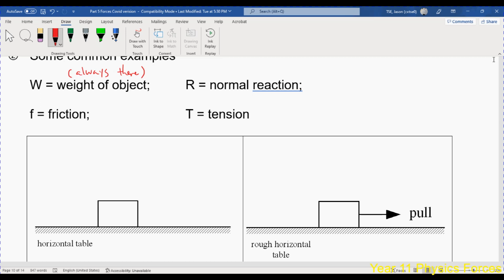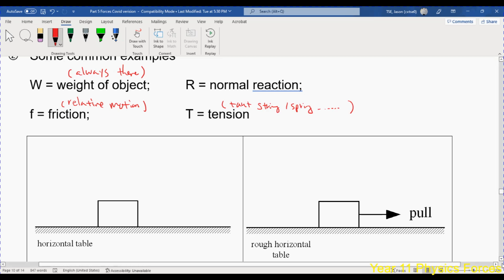Normal reaction, remember, you need to have surfaces pressing each other. Friction, remember the key word is relative motion. You need to see the relative motion. And tension, you need to see something taut: string, spring, stretched or pulled, rope, things like this.